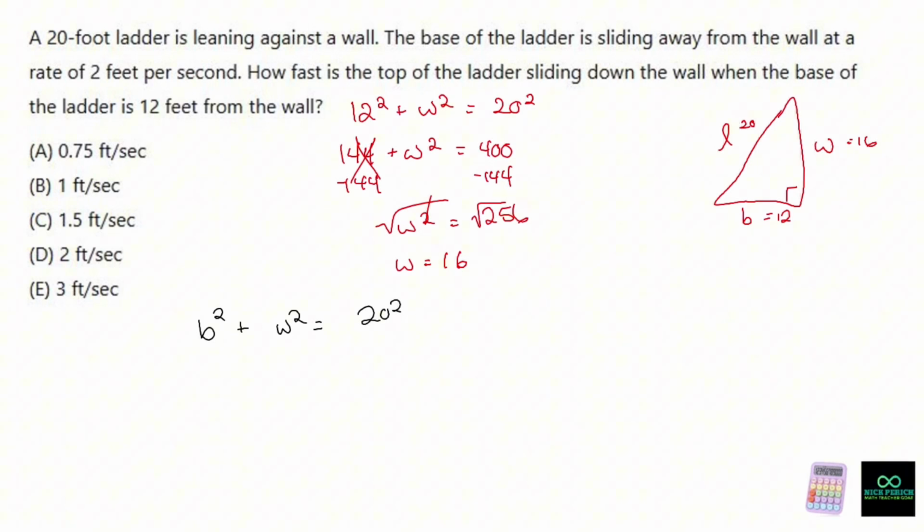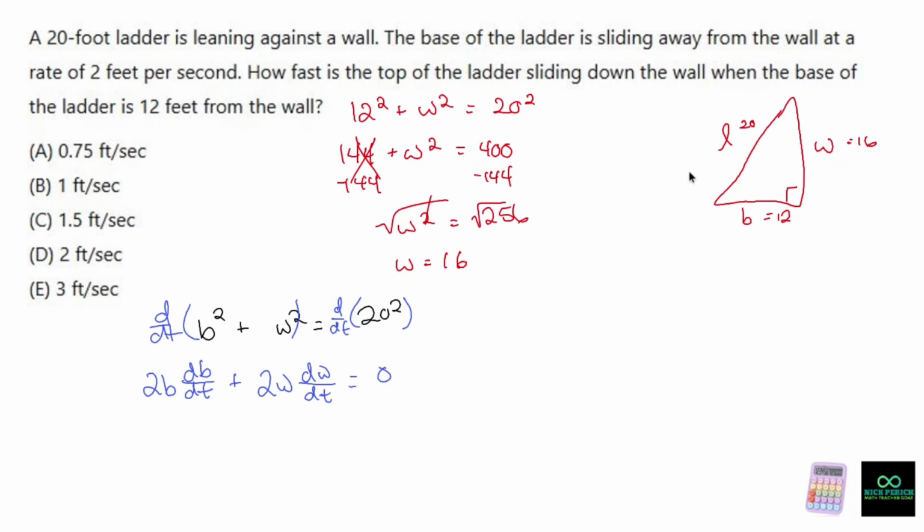Now what we're going to do is take d/dt of both sides. Take the derivative with respect to time. So d/dt, d/dt. That leaves us with the derivative of b squared, which is 2b, with respect to t is db/dt, plus the derivative of w squared is going to be 2w dw/dt. That's going to equal 0, because the derivative of a number is 0.